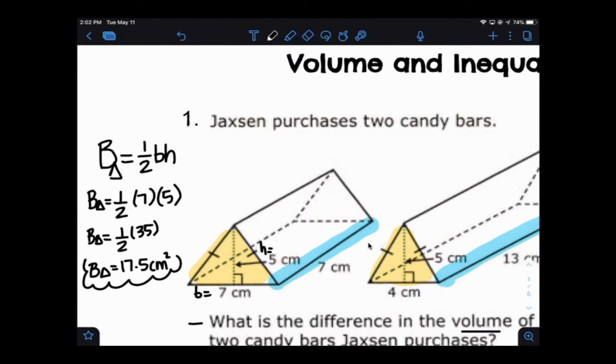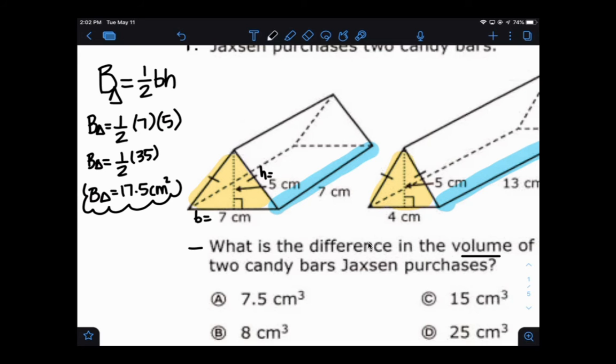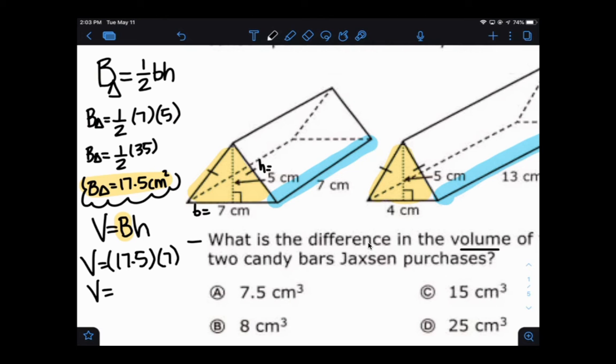To find the volume of that triangular prism, we would have to use the formula volume equals area of the base times the height. We do have here the area of the base, right? And the height we know is 7. So we will multiply 17.5 times 7. And the answer there would be 17.5 times 7 equals 122.5 cubic centimeters, right?